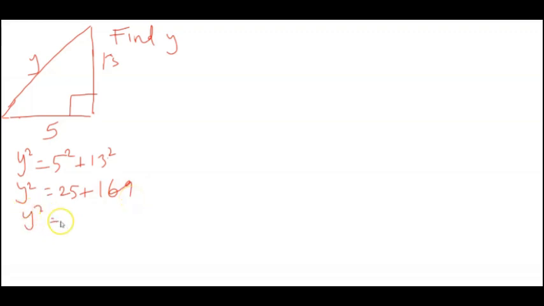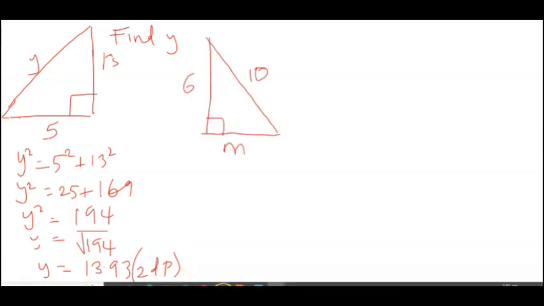So my y squared, if I add 25 plus 169, is going to be 194. So my y is going to be the square root of 194, which is going to give me 13.93. Again, this is to two decimal places. Alright, so let's take another example.